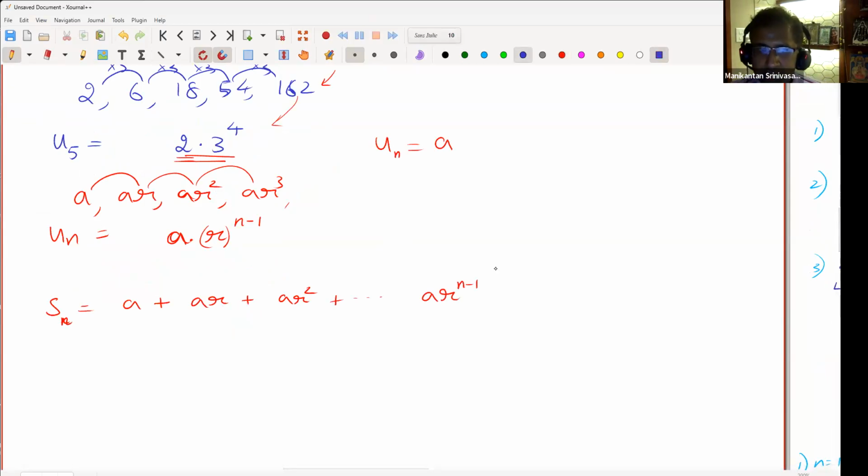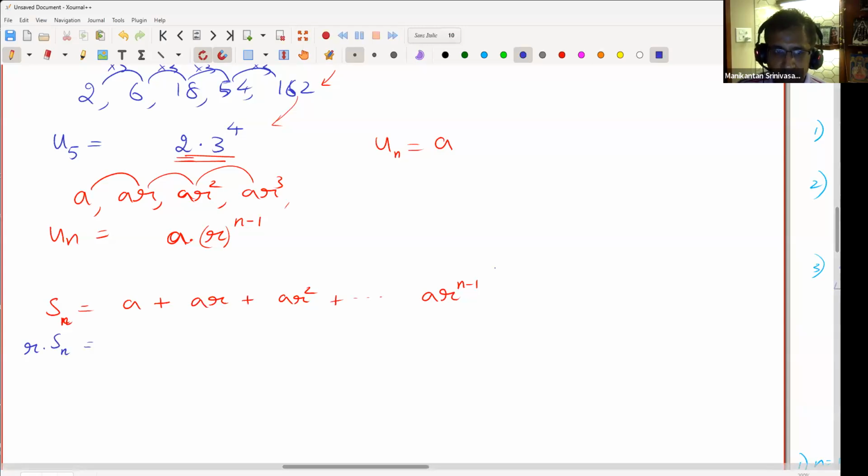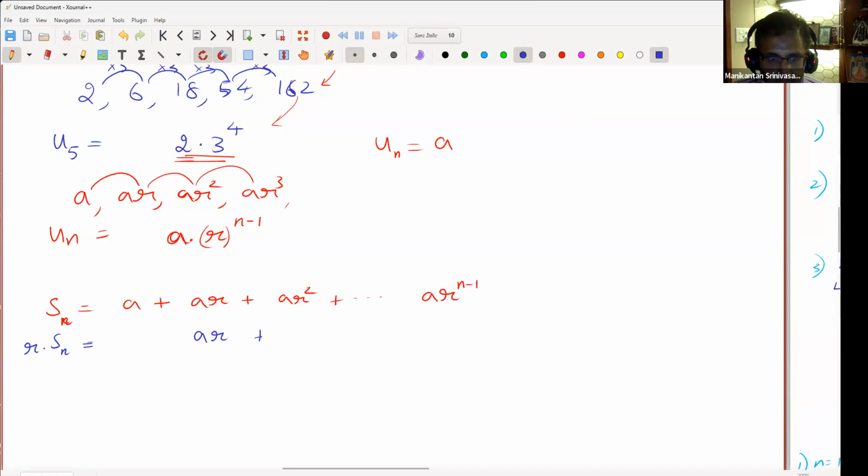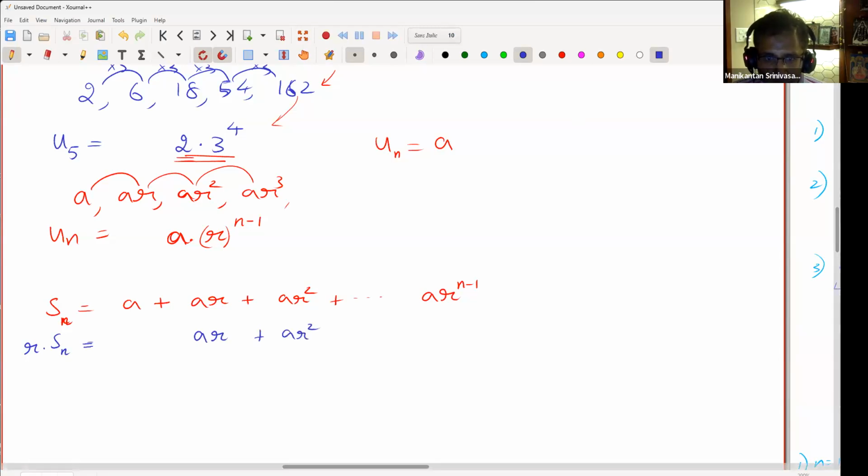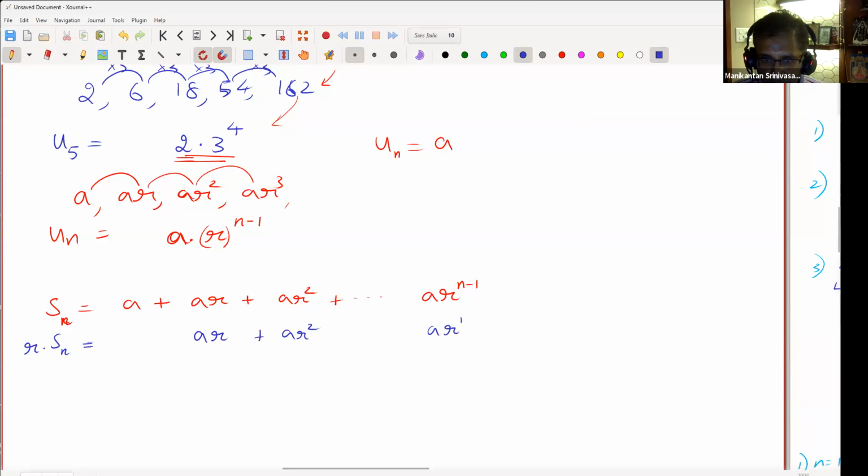Now what I'll do is a small trick here. I'll multiply this entire thing by r. So r times Sn. This is suffix n, it's not s times n. It's suffix n, sum of n terms. So if I do r times Sn, the first term becomes a times r. But instead of writing it here, I'll shift it slightly and then write it here. And in a second, you'll see why I do that. So I'll write ar here. The second term is ar square. I'll write it below this, and so on. The penultimate term will be ar power n minus 1, which will fall below this. And the last term will be ar power n.